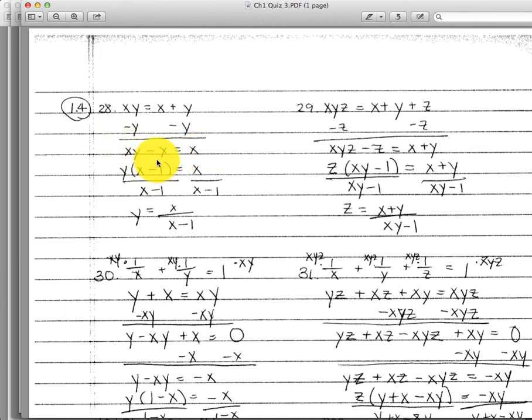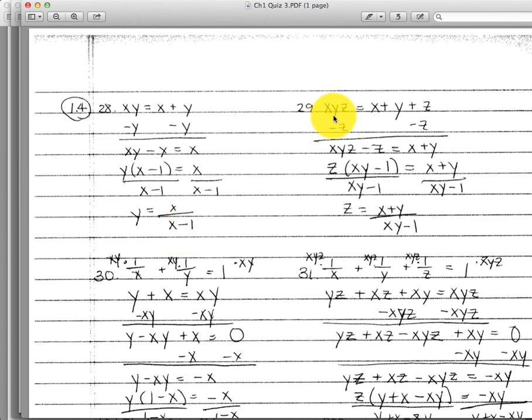Now isolate that y further. So let's factor it out. So we have y times, xy divided by y leaves you with x, y divided by y leaves you with minus 1, equals x. Divide both sides by x minus 1, and you get y equals x over x minus 1.